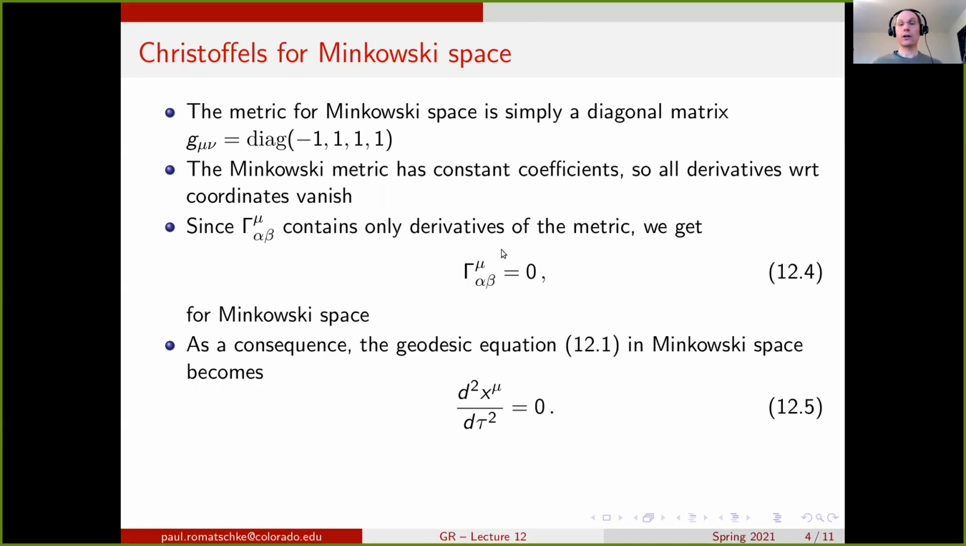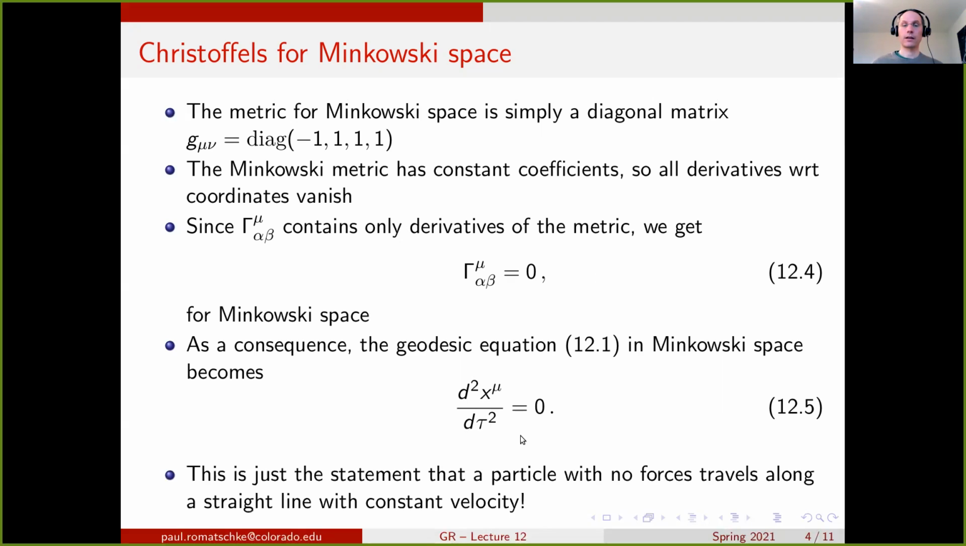So in this case, it was easy to calculate all of these 40 components. If the Christoffel symbols are all 0, the geodesic equation simply becomes d squared x mu by d tau squared is 0. And that's just the statement that a particle with no force in Minkowski space will travel with constant velocity along a straight line.